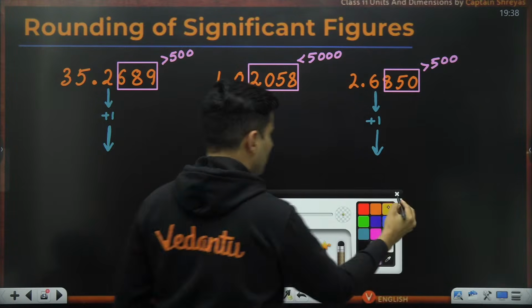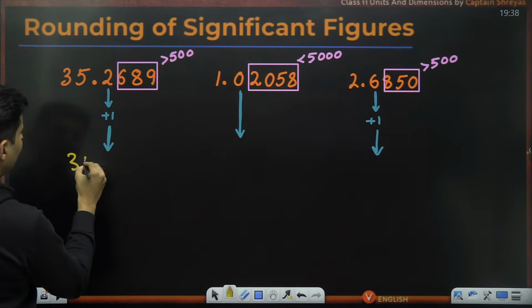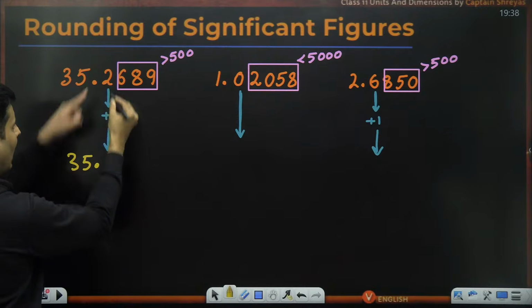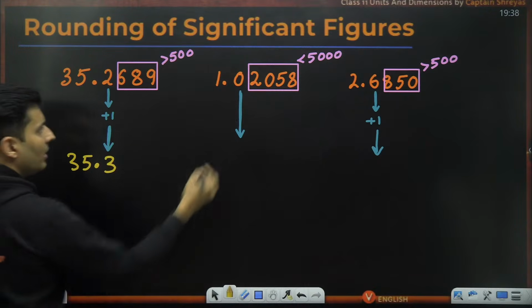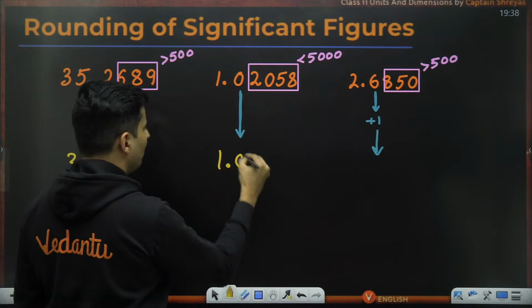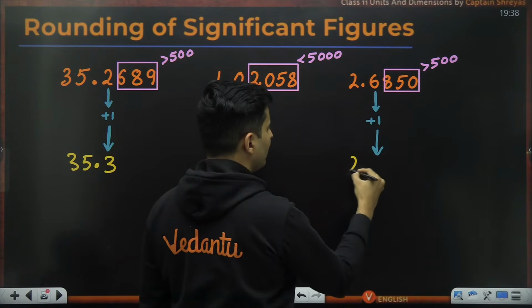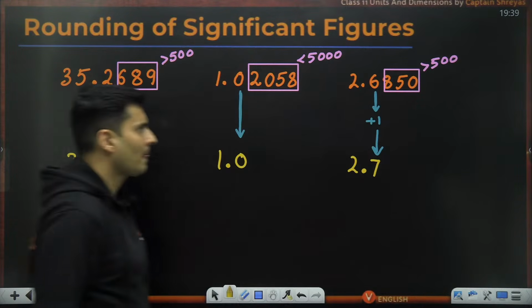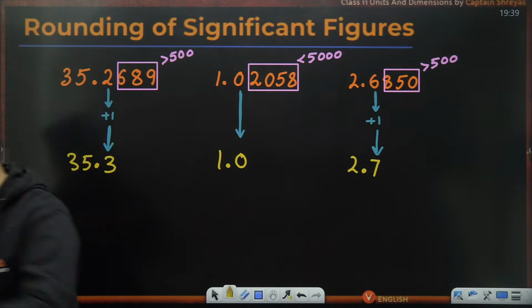That's the logic. So this answer will be 35 point, adding 1 to 2 will make it 3. Carrying forward, this will become 1.0. Here, this will become 2.7. Is this clear? That's how you round it off.